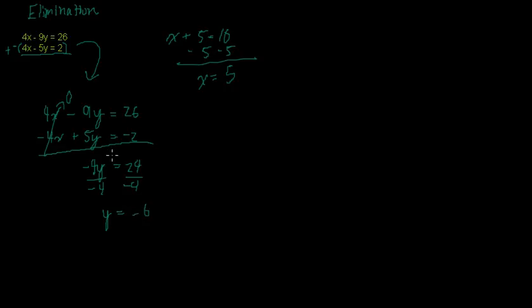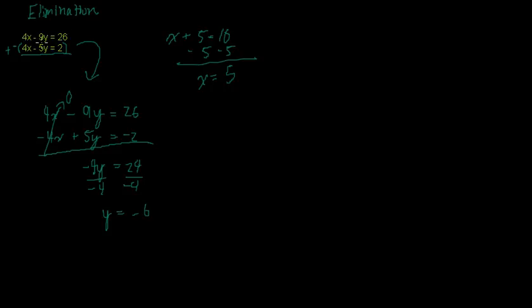So what we've done is we have eliminated the x values, so that we have only y. We only have y terms, so that it's easier to solve for one variable. So we now know that y is equal to negative 6. With that information now, we can solve for x.